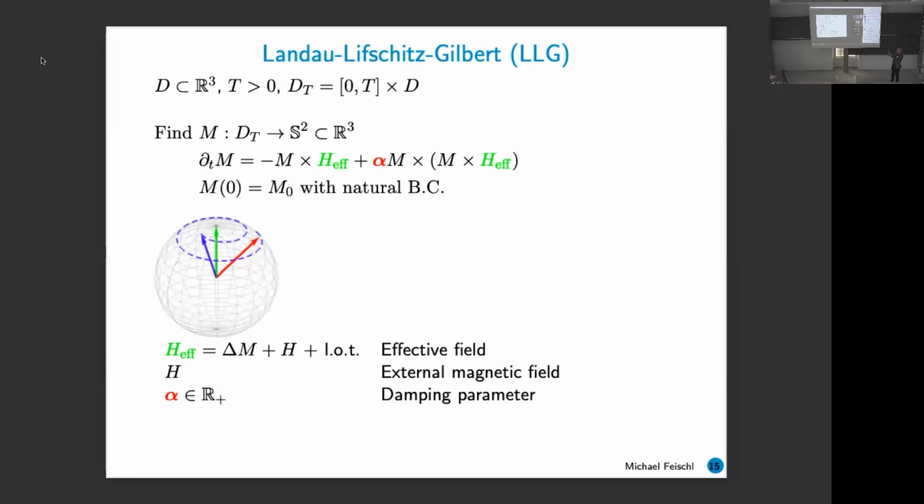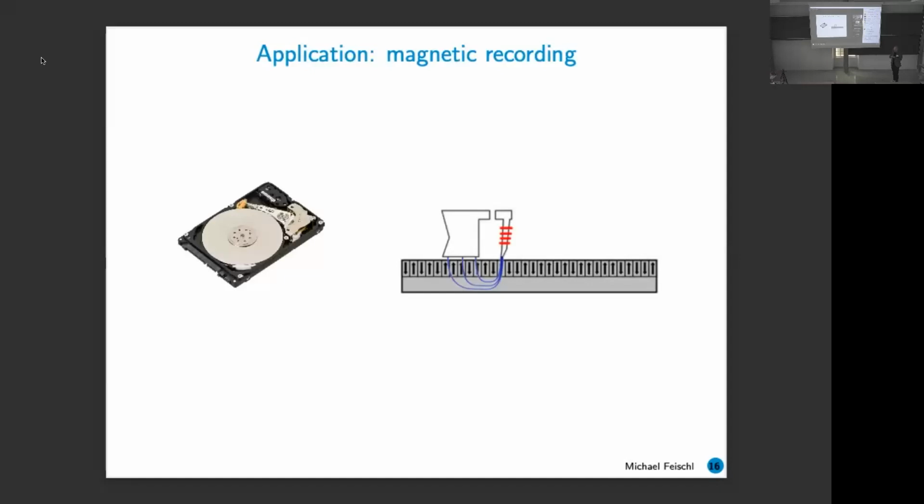Okay, and as said, the magnetization has length 1. It's very easy to see, actually, if you scalar multiply this equation with M, you see that the length of the magnetization has to remain constant, and we set it to 1. This is used in magnetic recording to simulate hard drives.